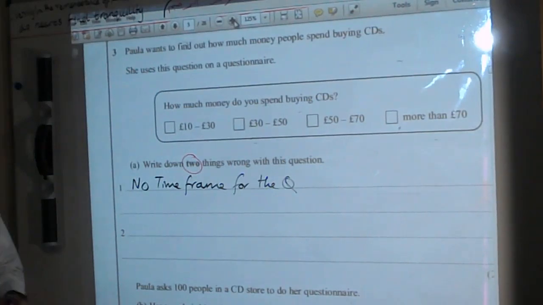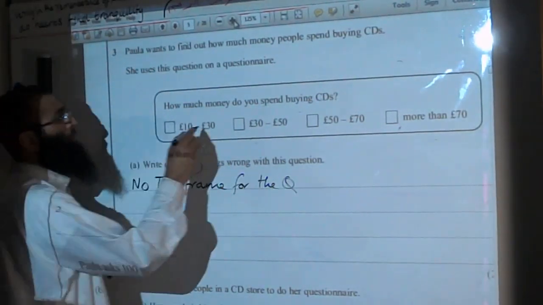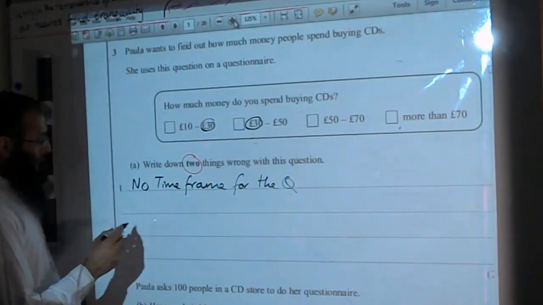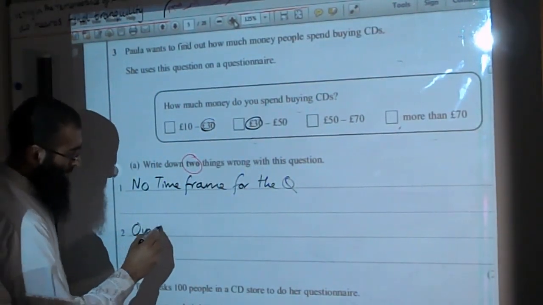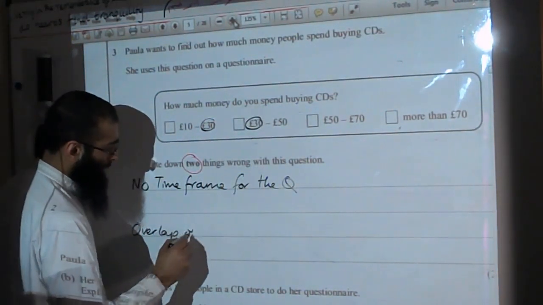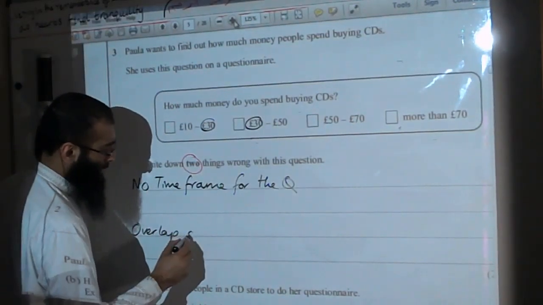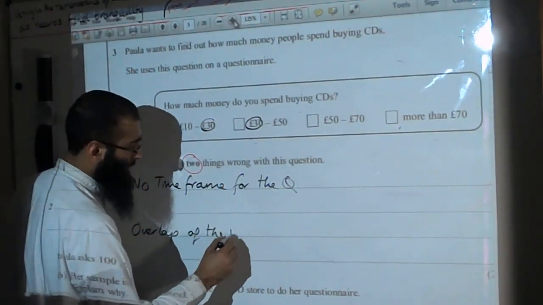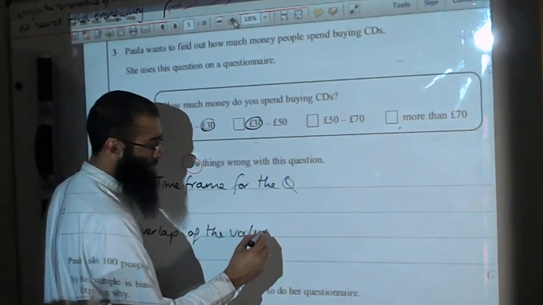Okay, now what else do we find? Money. Okay, now what's happening about the money? What do we have here? Overlap. We have overlap of the values in the response boxes.